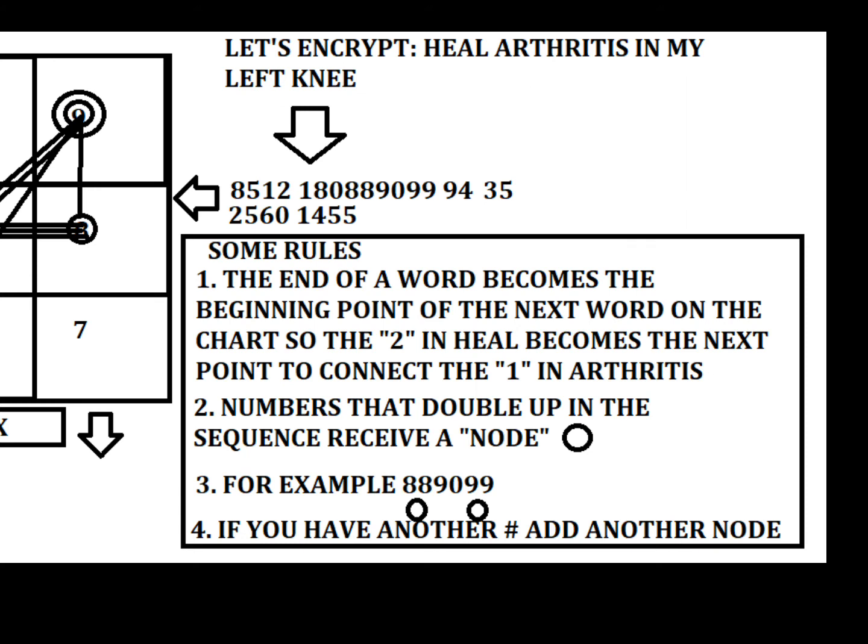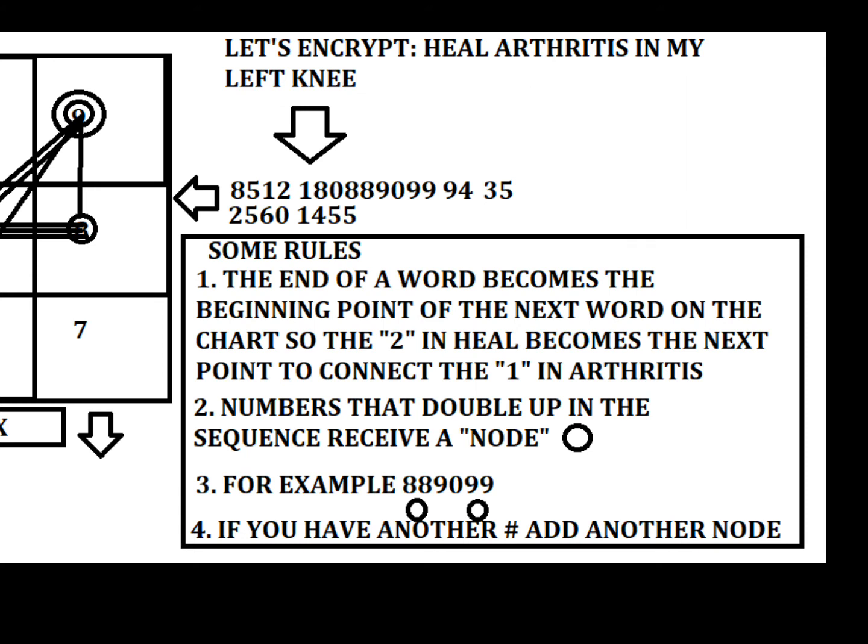So basically now you're just connecting all of the different numeric points according to the ones that you encrypted up there. Keep in mind that there's rules for this, just like there is for everything else. If you like to challenge the rules, then you can go ahead and do stuff that doesn't work. But this is what works. So the end of a word becomes the beginning point of the next word on the chart. For the love of Peter Sampras, don't get confused at this point.